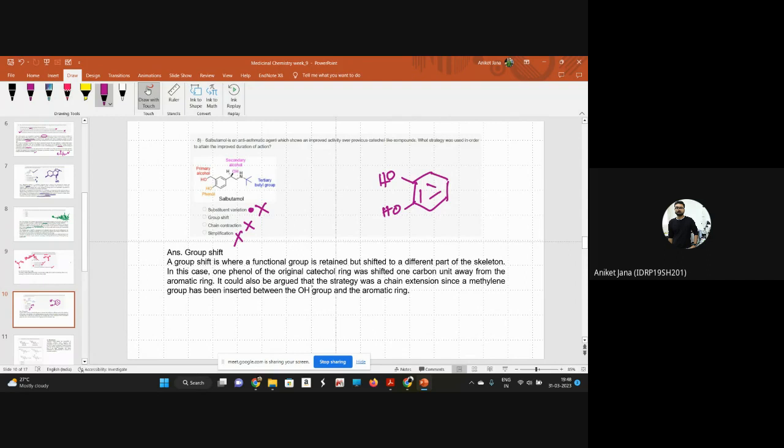It could also be argued that the strategy was a chain extension, since a methylene group has been inserted between the OH group and the aromatic ring. So can you get it? In the catechol, two OH groups were directly connected with the benzene ring. But here we are introducing a CH2 group and then an OH group is coming, the primary alcohol, as we are calling it. So this is a common example of the group shift. So our right option is the group shift reaction.